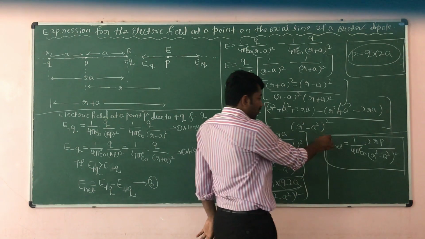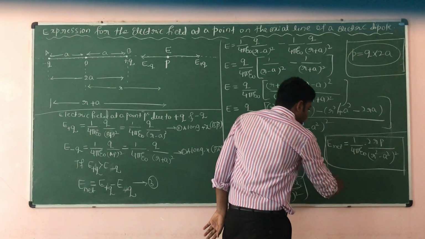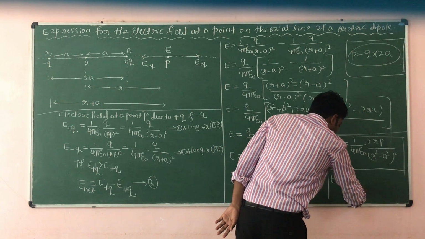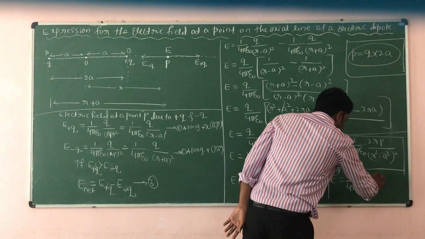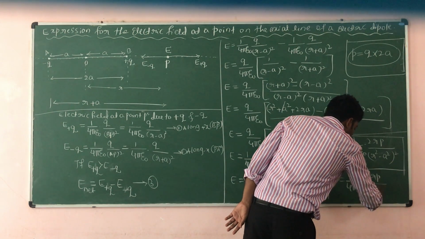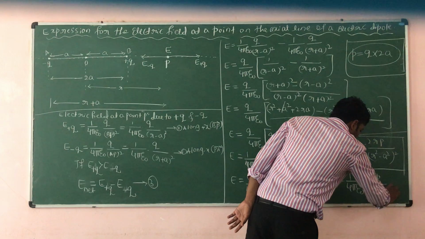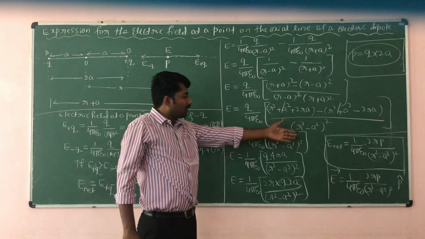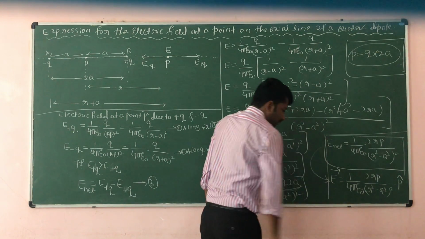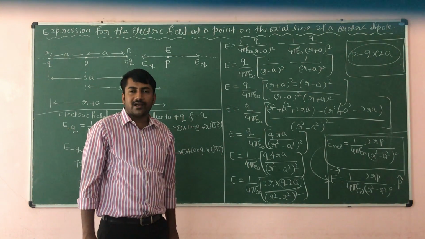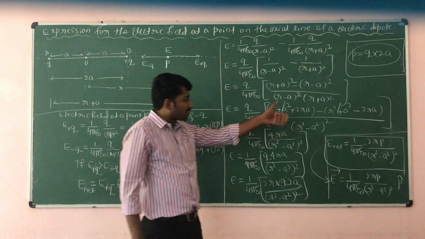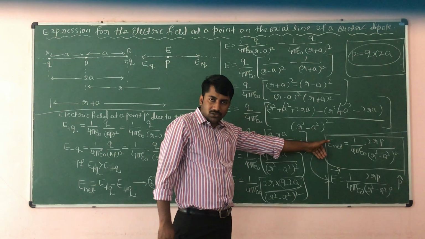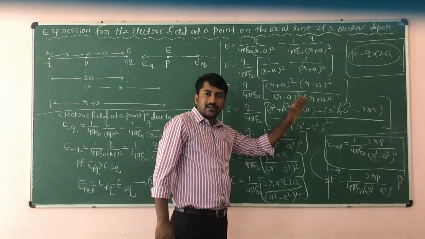Or suppose if you write this equation in vector form, the electric field is a vector quantity. E is equal to 1 divided by 4 pi epsilon naught 2R into P divided by R square minus A square whole square into unit vector. When you are multiplying by unit vector, this equation becomes the vector form of the electric field, which is the expression for electric field at a point on the axis of the axial line due to electric dipole.